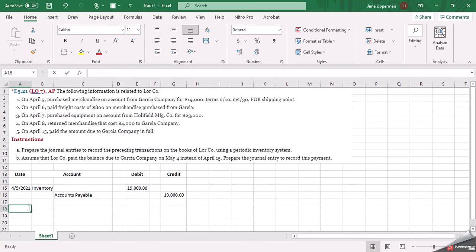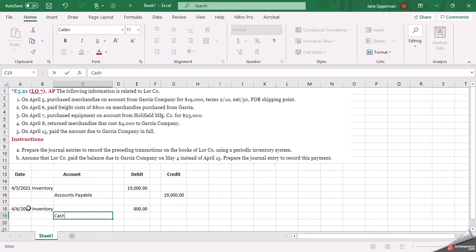Okay, then on April 6th, we pay the freight. So when we pay the freight, we also debit inventory. We increase our costs to get that inventory on hand. So that's $800. And then, I can't tell, is it paid on account? It doesn't say on account, so we're going to assume cash.